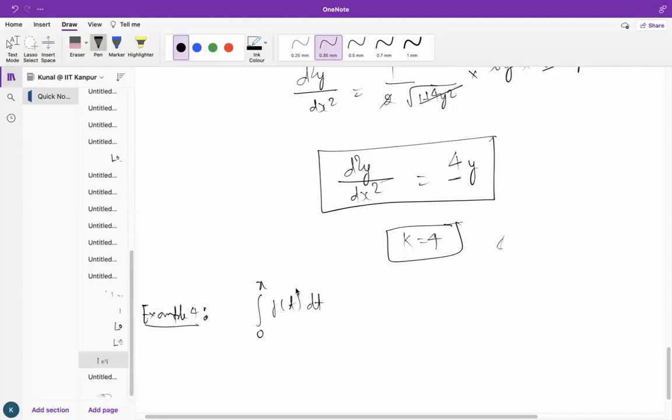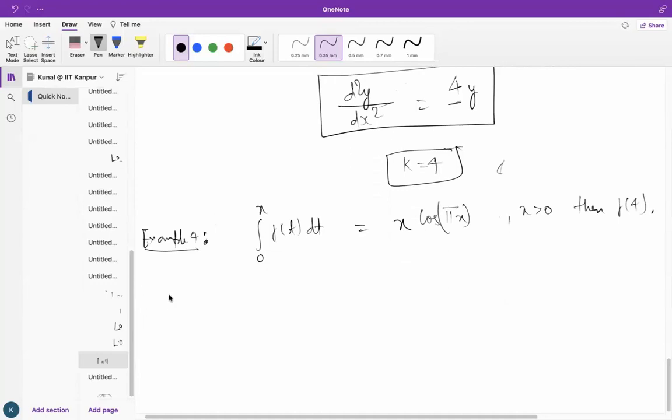So it looks like we are integrating a function from 0 to x, and it is equal to x cos pi x, where x is greater than 0, it is given. Then you have to find f of 4. So it is an easy problem. Try to solve it, or otherwise I am solving it. So try to pause the video and solve, and then try to match the solution. So let me solve it here.